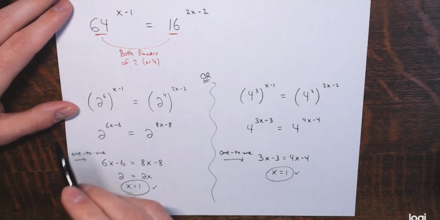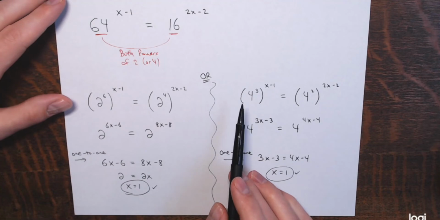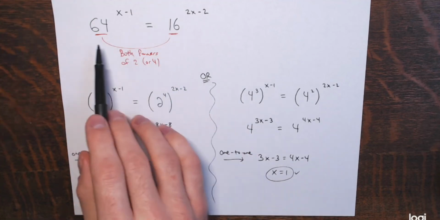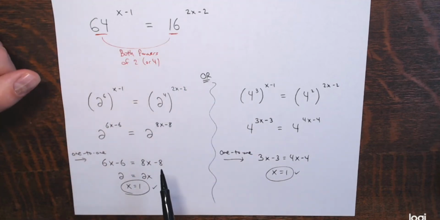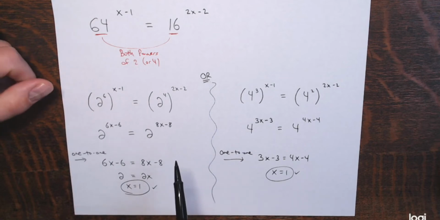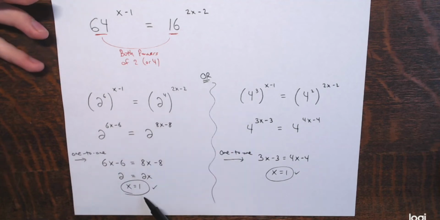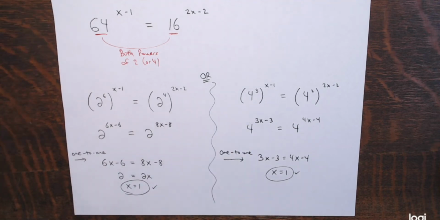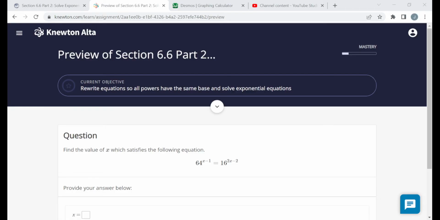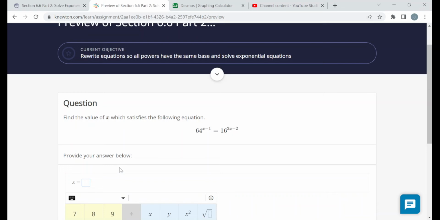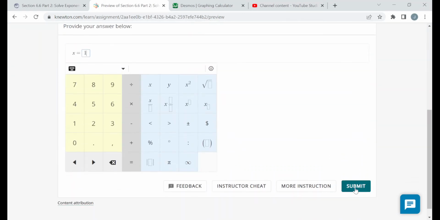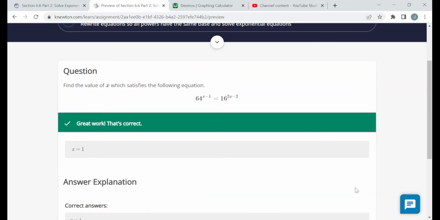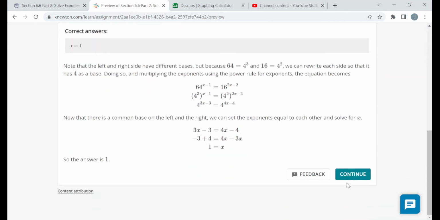And like I said before, say you didn't see that, you could do this the way I did the very first example in this video with the natural logarithms and stuff, and you'd end up with some expression that does simplify to 1, but that might be a little more involved. All right, so back in the assignment, x equals 1. Great.